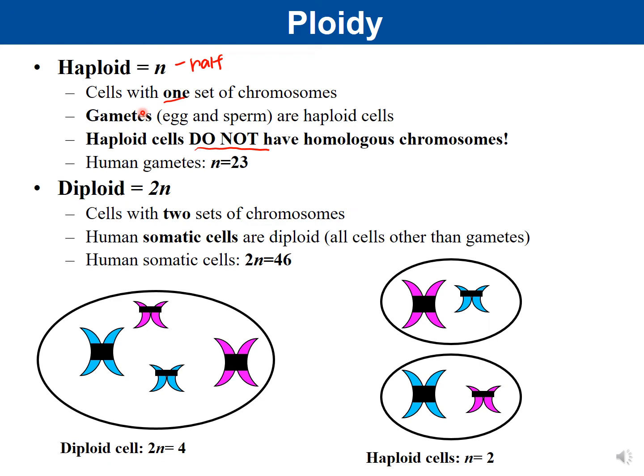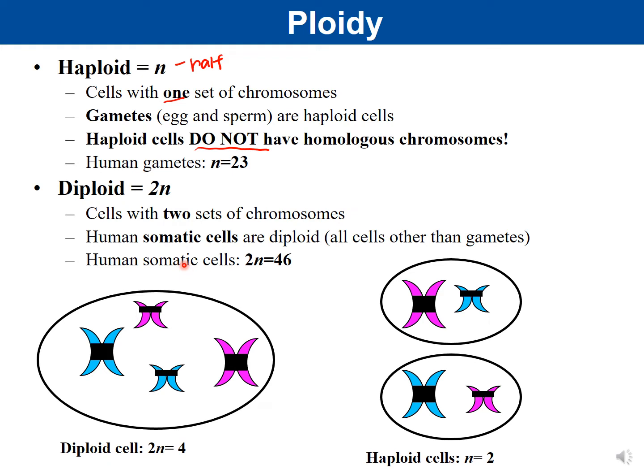Now, which cells in the body are going to be haploid? Well, the answer is going to be your gametes. Your egg and your sperm are going to be your cells that are haploid. And that's because we need to reduce chromosome number in half.